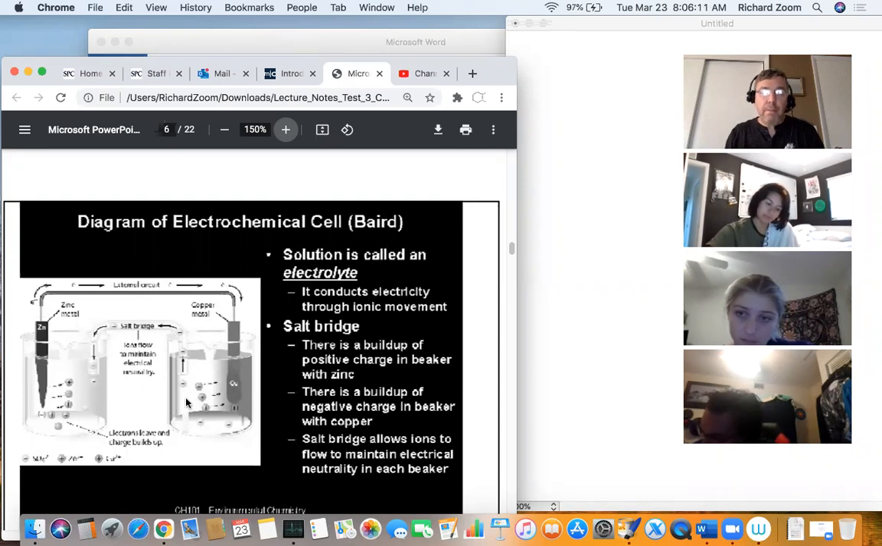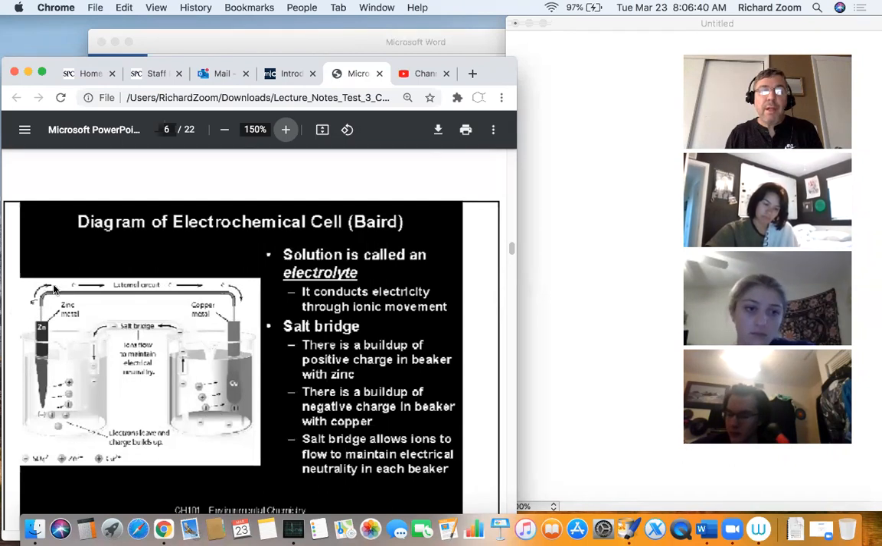One other thing we see here is something called a salt bridge. Electrons are negatively charged, right? And they're going to run from one side of the cell to the other. But what that means is that along with the copper 2+, we have nitrate ions, or no, in this case actually sulfate ions, SO4 2-. And with the zinc 2+, we also have SO4 2- ions.